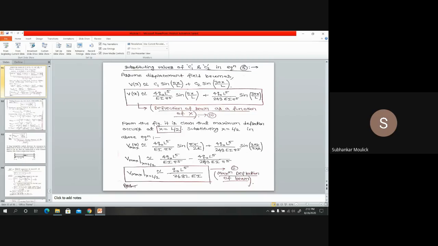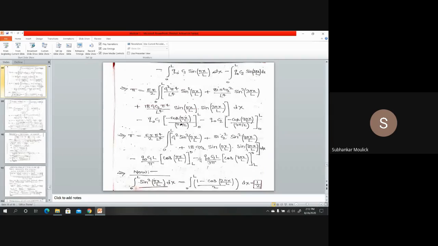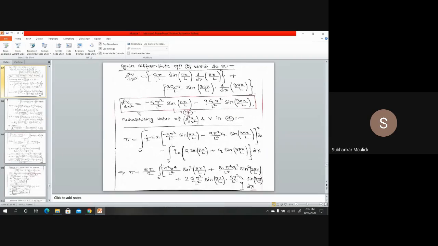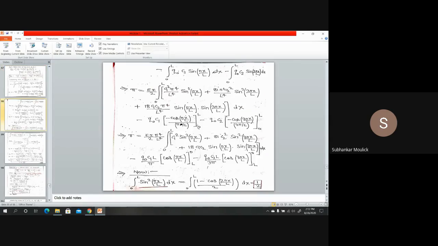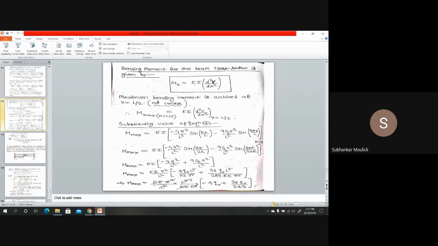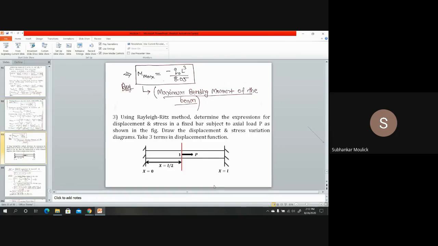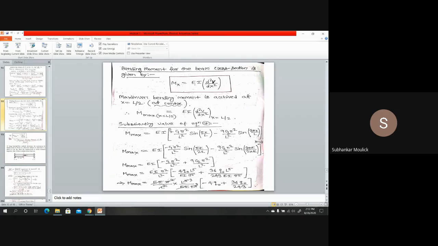Yes, this is my d2v over dx2. Which one is my d2v? Yes, this expression, equation number 7. This is my d2v over dx2. In this expression, I will put x equal to L by 2 and I will multiply it with E into I. If you solve it, you will get the value of maximum bending moment of the problem. And that maximum bending moment is coming out to be minus q naught L square by 8.05. Is the process clear? Any doubts?